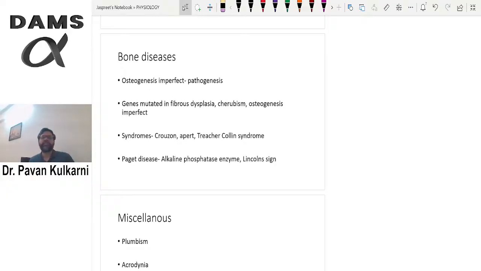And particularly genes associated with fibrous dysplasia, cherubism, osteogenesis imperfecta. You're supposed to know common syndromes such as Crouzon, Apert, Treacher Collins syndrome, and Paget's disease. You're supposed to know that it has the highest alkaline phosphatase level. What is its level? You're supposed to know. What is a Lincoln sign? All those things are very commonly asked in case of bone diseases.